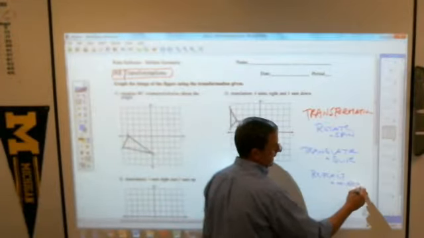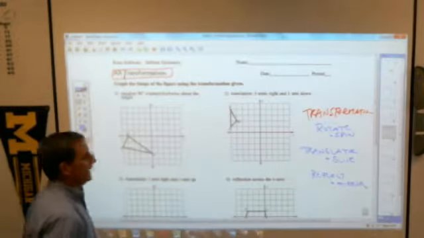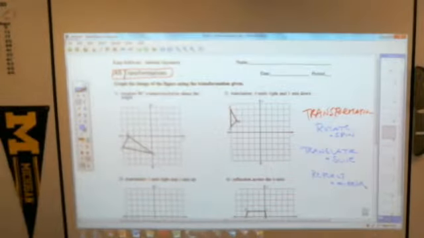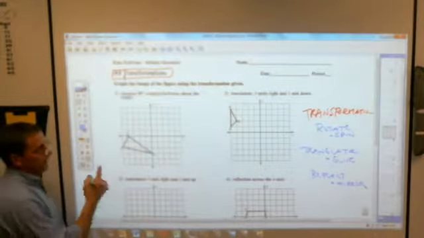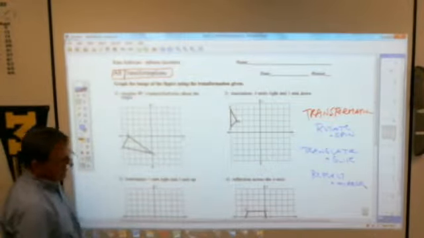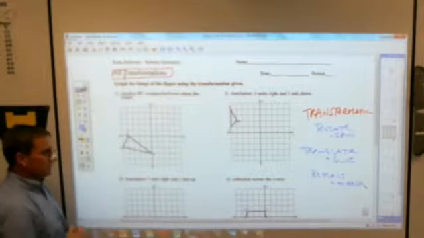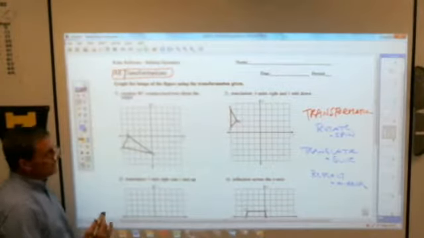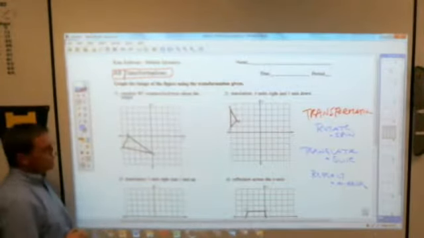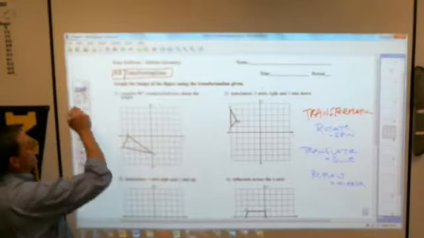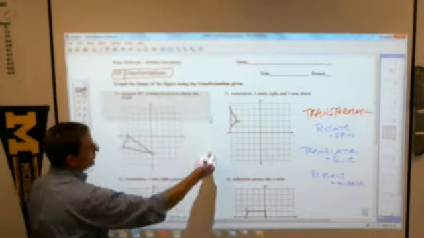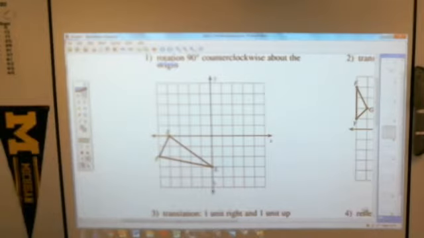But today, we're actually going to sit down and do some of that. In other words, take a shape and mathematically either rotate, translate, or reflect. We're just going to walk through this because it can be kind of complicated, but it's not the hardest thing either. So let's look at number one.